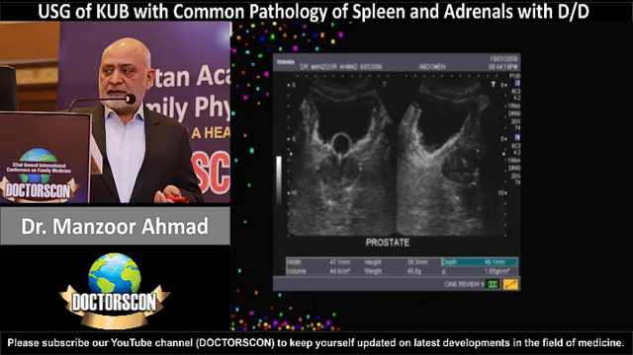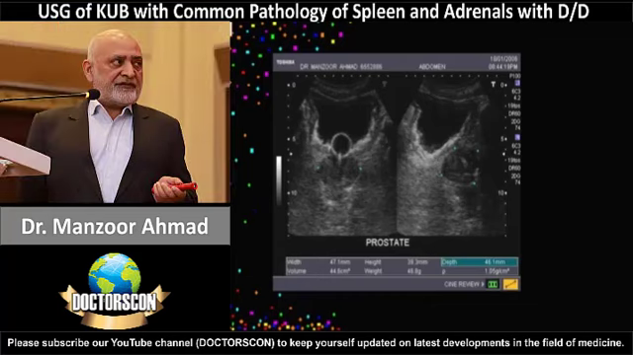We take two measurements. This is the transverse section where we take the width of the prostate. This is the sagittal section where we take the supero-inferior dimension and the anteroposterior dimension. We take the measurements in centimeters. A into B into C into 0.55 is the weight of the prostate. Normal is 25 grams. More than that is prostatic hyperplasia.